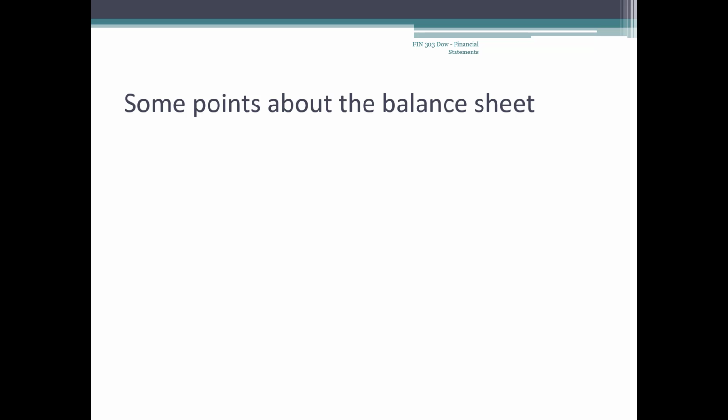Some points about the balance sheet. Unlike the income statement and the statement of cash flows, which report numbers over a period of time such as a year, the balance sheet reports values at a moment in time, typically at the end of a quarter or at the end of a year. Because of this, some companies can structure their balance sheet to look particularly good on the day that they report the numbers, a practice known as window dressing.